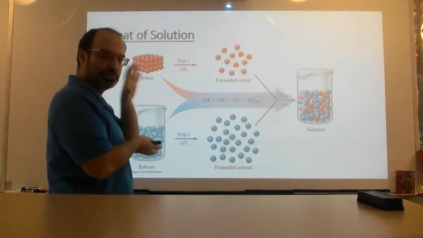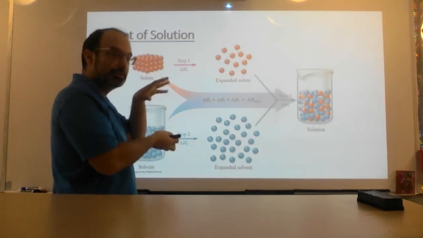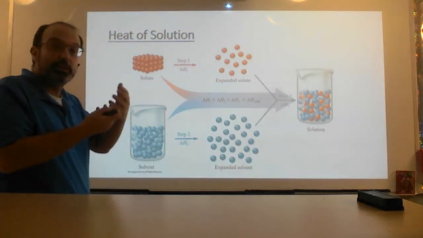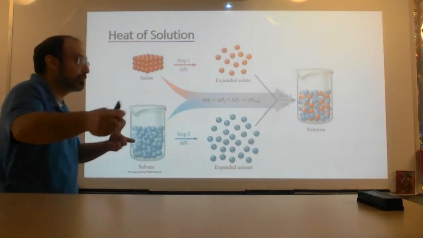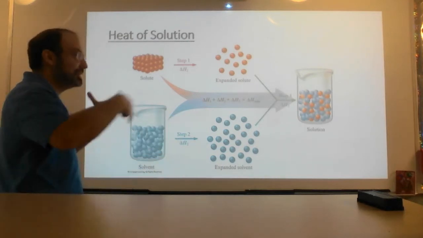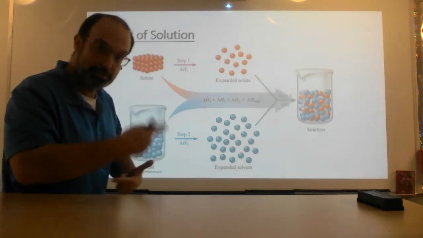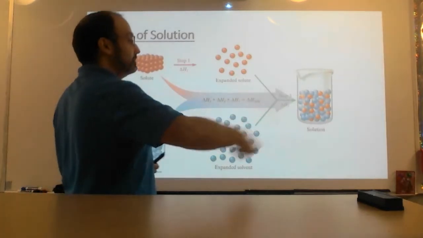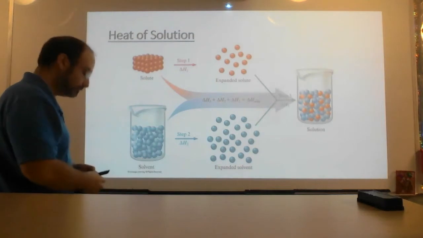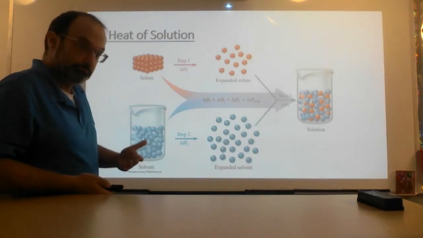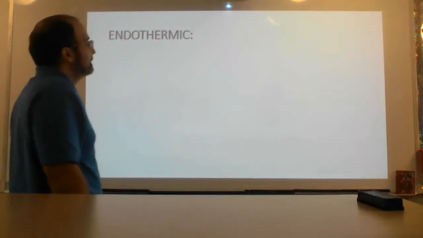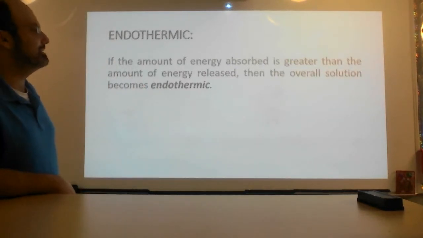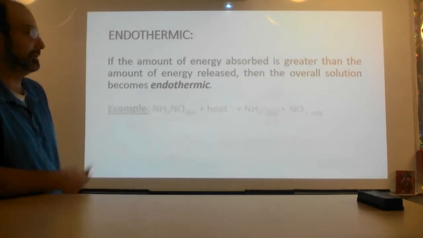So if step 1 and 2 takes up more than step 3 releases, then it's going to be endothermic. Oh, I almost said the wrong one. Endothermic. You're going to have to take energy in. On the other end of the spectrum, if these two use less energy than I get out, this whole thing will be exothermic. Okay? All right. Hopefully that makes sense. Endothermic, if the amount of energy absorbed is greater than the amount of energy released, then the overall solution is endothermic. I literally just said that.